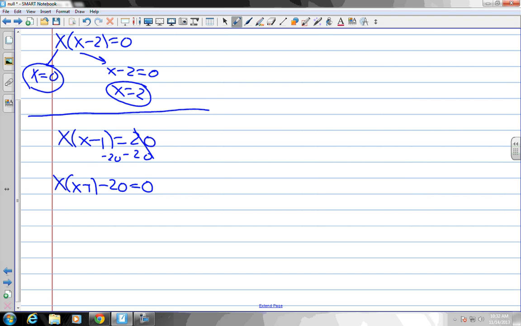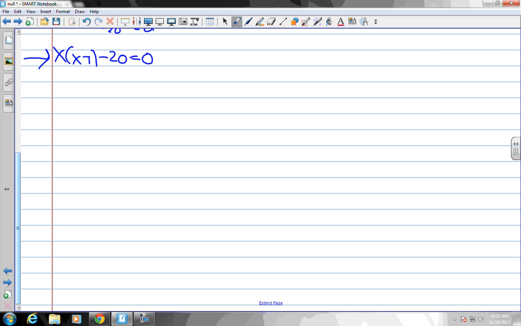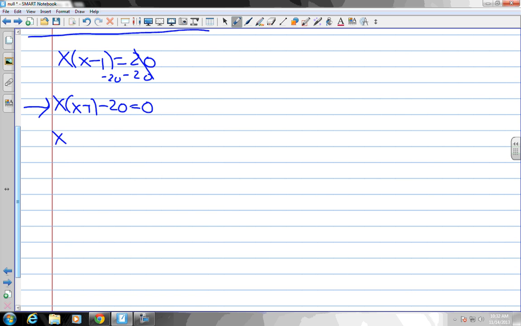What should I do now? Open the parentheses because my left side should be factored. It's not factored right now because of that minus 20. So I need to open up the parentheses, combine like terms, and then try to factor again, because my left side should be factored. So if I open up the parentheses, that becomes x squared minus x minus 20 equals 0. This I can factor, right?